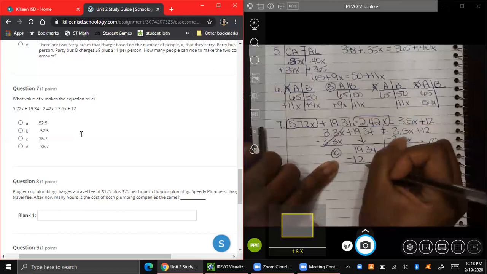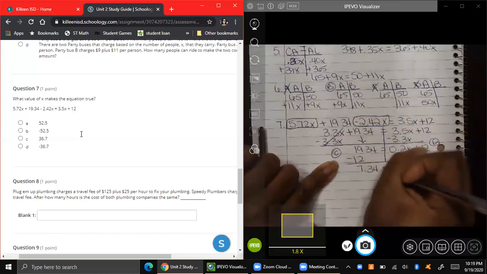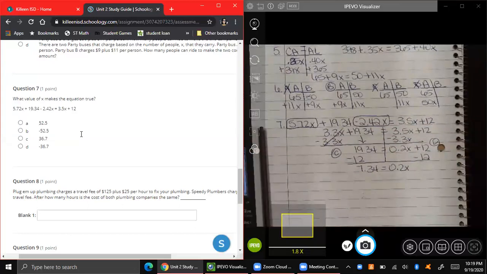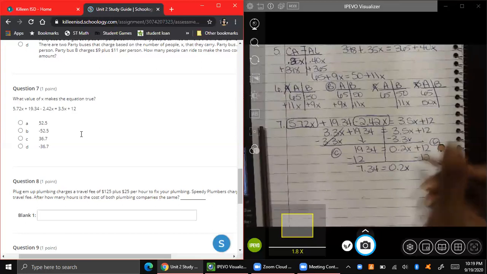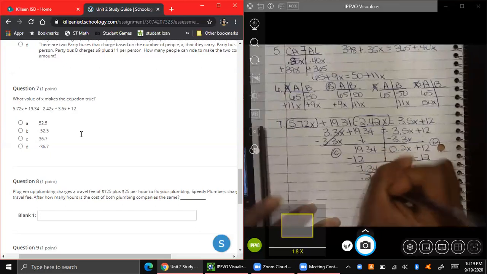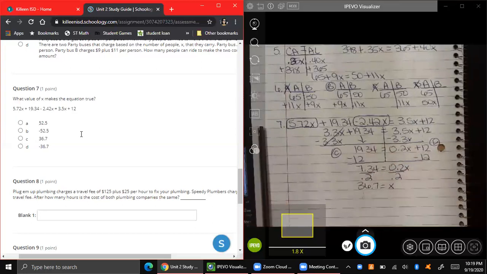19.34 minus 12 is going to be 7.34. So 0.2x, and just to make sure, 19.34 minus 12 is 7.34, and I'm going to take that and divide it by 0.2 because I need to get x by itself. So divide by 0.2 and divide by 0.2, and 36.7 equals x. So 36.7 would be my answer.